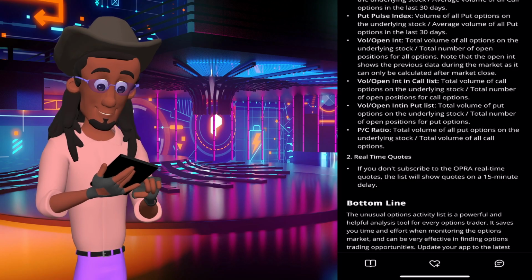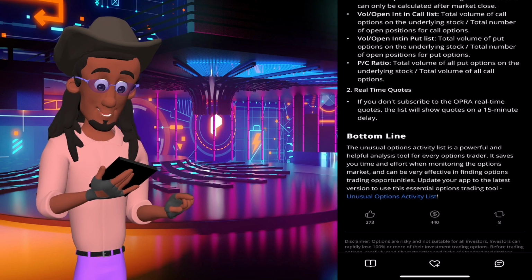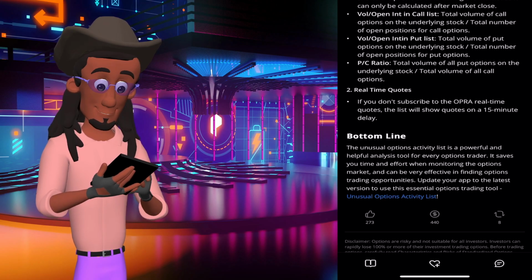All right, so bottom line, the unusual options activity list is a powerful and helpful analysis tool for every options trader. It saves you time and effort when monitoring the options market and can be very effective in finding options trading opportunities. Update your app to the latest version to use this essential options trading tool, the unusual options activity list.